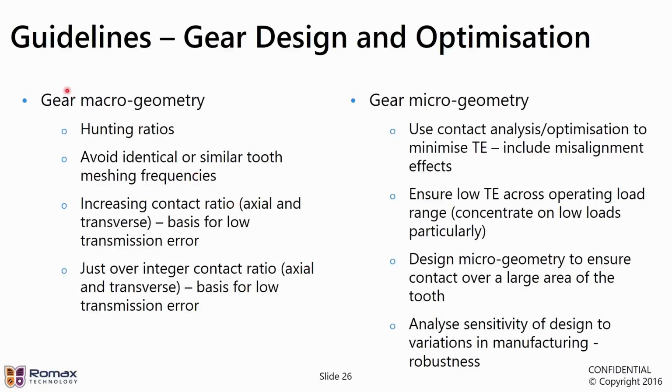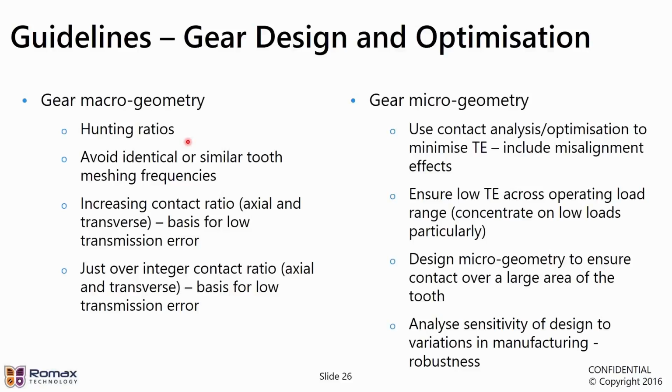So in general, when we look at the gear coarse details, the macro geometry, we're looking for things like hunting ratios, where we want to avoid ratios which have low common multiples of gear teeth. For example, if you can avoid it, you don't want a gear with, say, 50 teeth on one gear and 25 on the other, because when there are errors on those gears, those same pairs of teeth will come around in contact time after time after time, every 2 revolutions in that example, and that is likely to lead to potential problems.